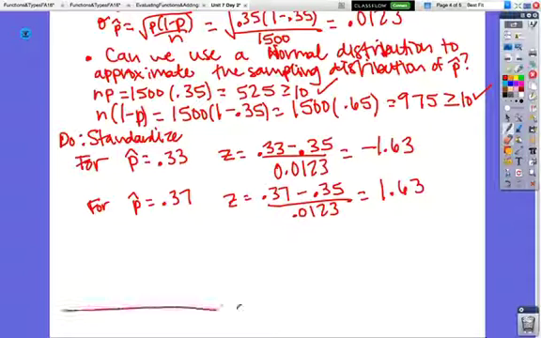So if we're thinking about this, we would have our normal curve. I don't know what happened there. It was beautiful. Oh.